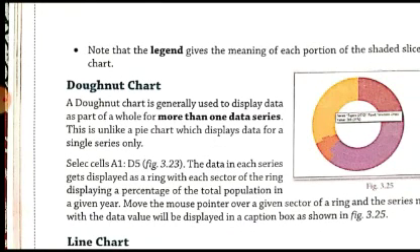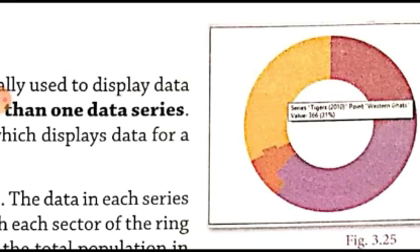So how is data displayed? The data in each series will be displayed as a ring, with each sector of the ring displaying a percentage of the total population in a given year. So what do we have here? We have different rings. If you can, I will zoom in. You can see how many rings there are. There are 3 rings in this donut chart. Can you see the 3 rings? If you count the number of rings here, this donut chart has 3 rings.